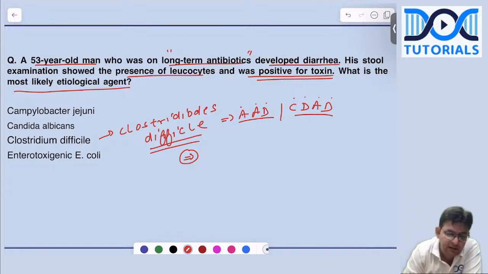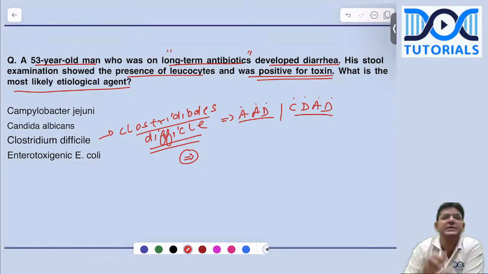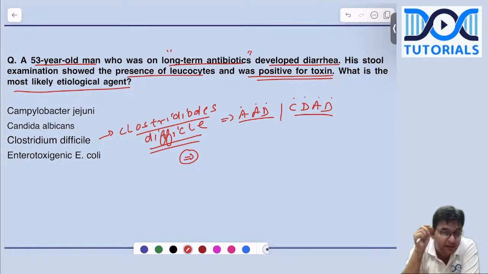If they are taken for a very long time, they kill your normal flora. E. coli is gone. And who is sitting in the gut for that day only? Clostridium difficile. It attaches, does irritation, leads to watery diarrhea. Sometimes blood can come. This also came as an INI CET question, that in the case of antibiotic associated diarrhea, can blood also come sometimes? Yes, a slight bit of blood can come.